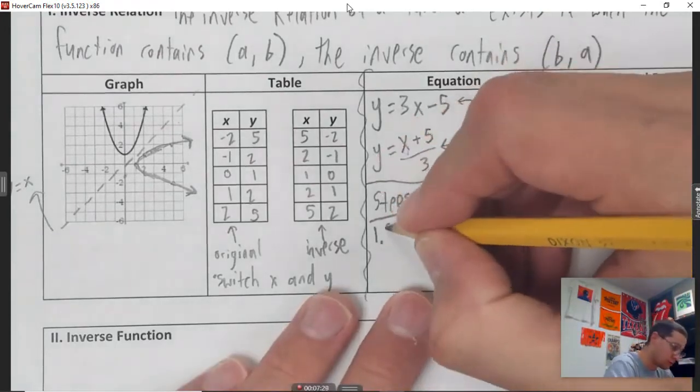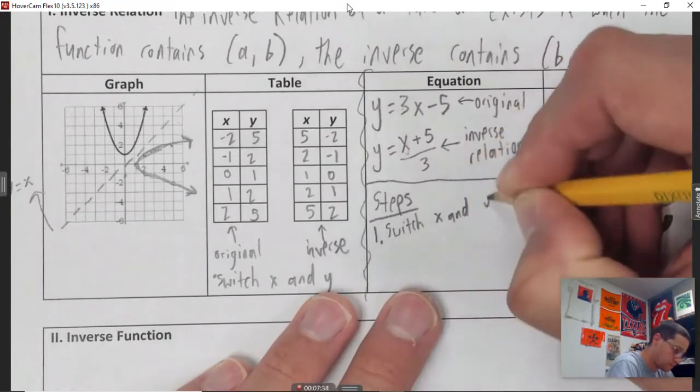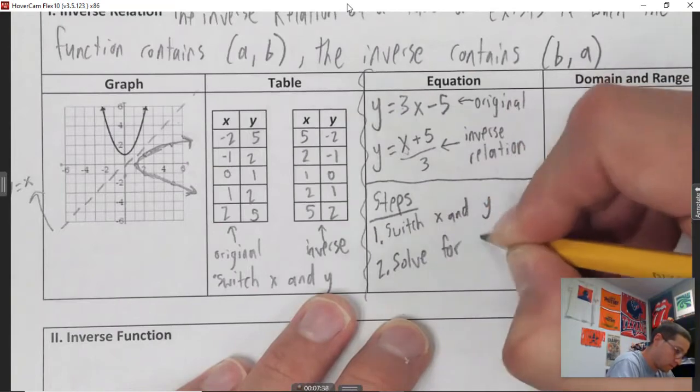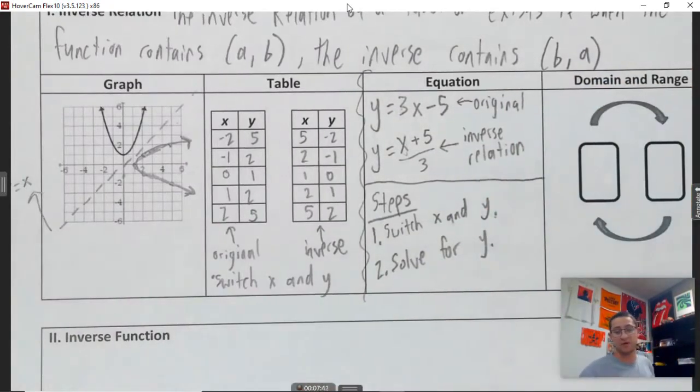You're going to switch x and y, and then you're going to solve for y. So it's just those two steps. If you're very good at solving for y, no matter what type of equation you're looking at, then this is a very simple process.